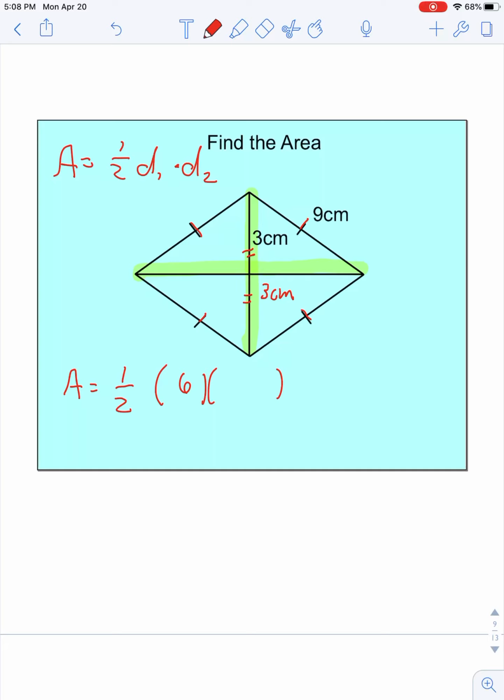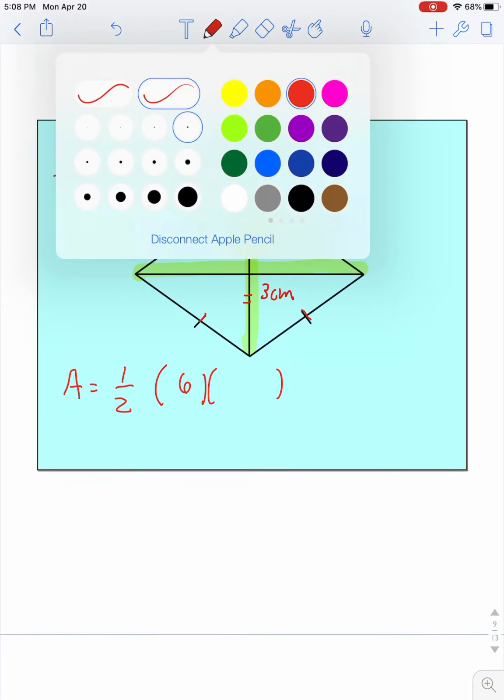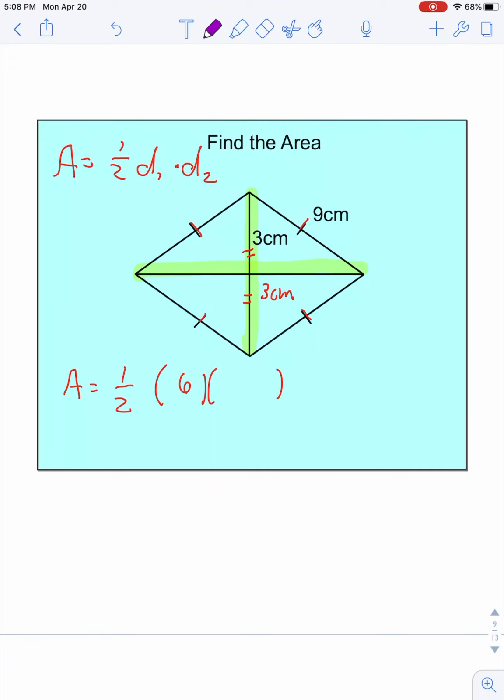Now I need to work on that other diagonal. I don't know the other diagonal. So how can I find this other diagonal? Because I don't know either piece. So if I could find this part right here, then I could just double it.